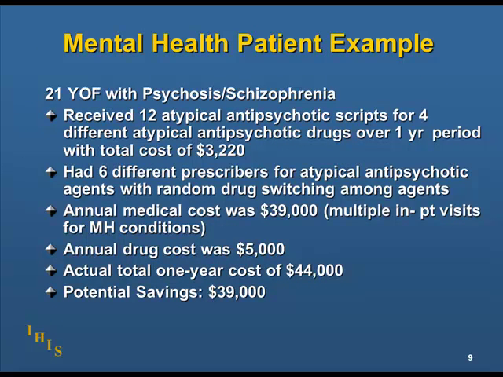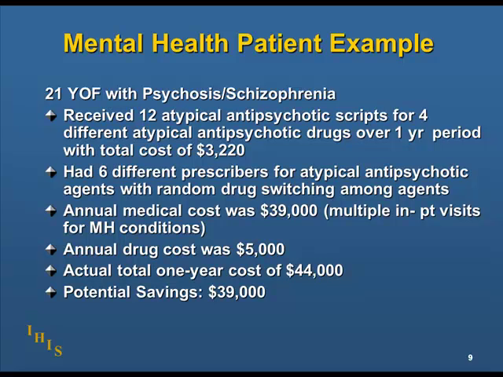So this is a mental health patient, and this was a young patient with psychoses and schizophrenia. And she received 12 atypical antipsychotic scripts, one each month for a 12-month period of time consecutively. So was she compliant? One script every month for 12 months. Was she compliant? Yes? How compliant was she? 100% compliant, right, with her meds? She took one script every month to treat her schizophrenia, right?